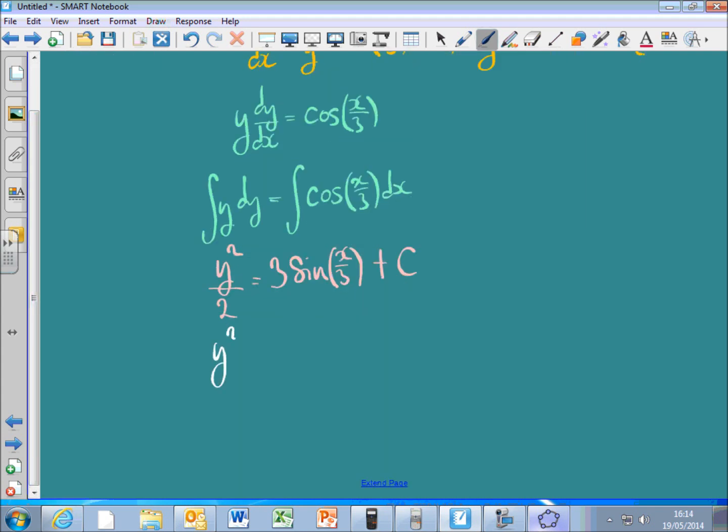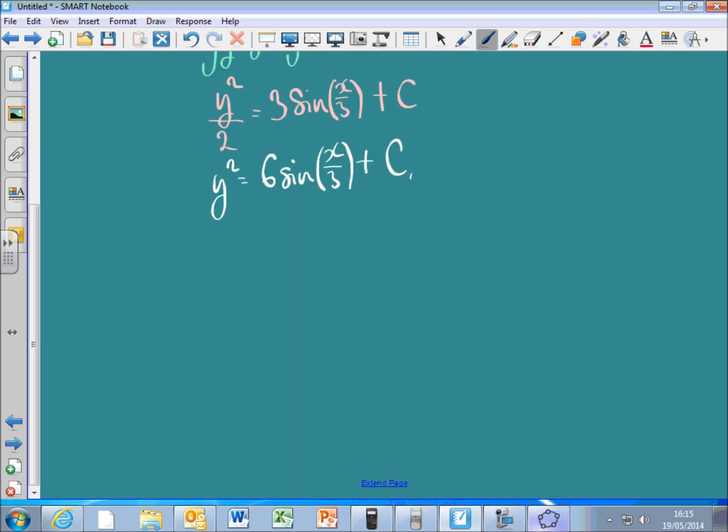So y squared is equal to 6 sine x over 3 and it's going to be 2C, but I don't know what C is, so I'm just going to change it to a new C, C dash or C1 or something like that. But I didn't know what C was, so times it by 2 doesn't make any difference. Is everyone happy with that? That there is called the general solution.